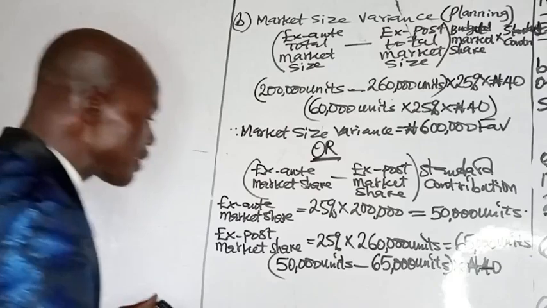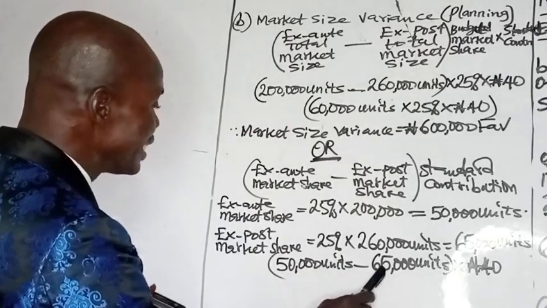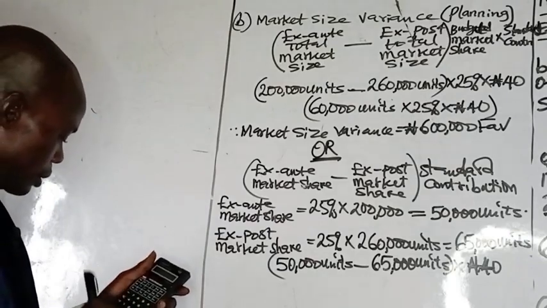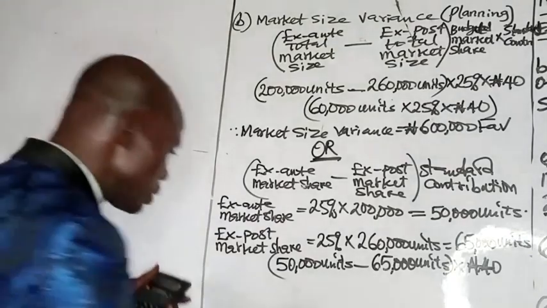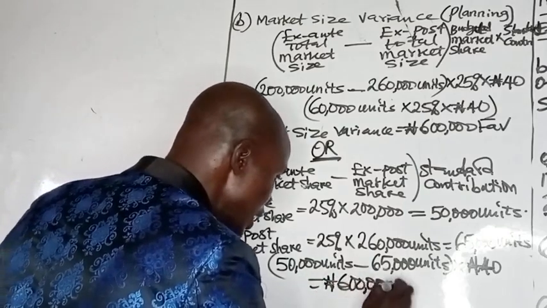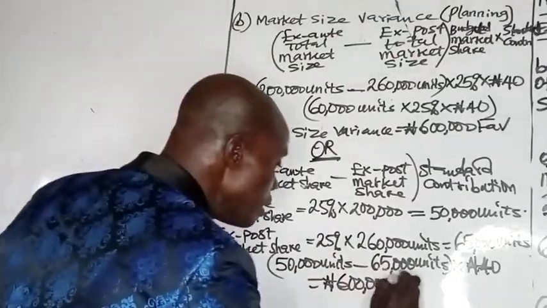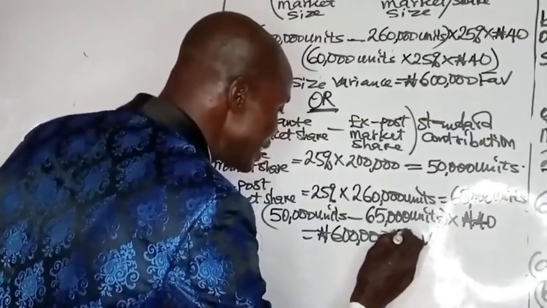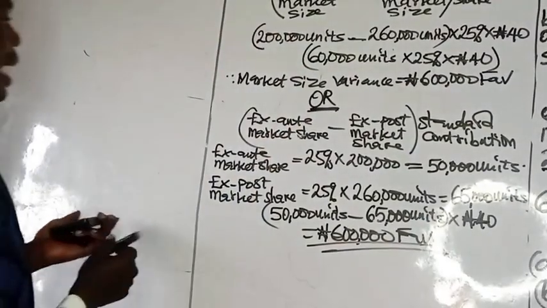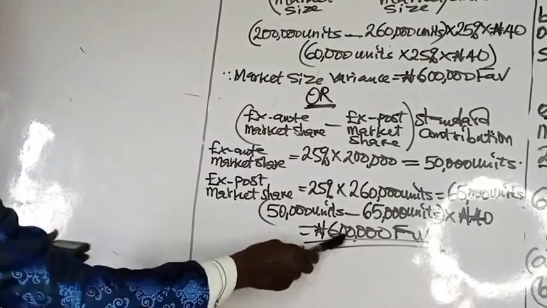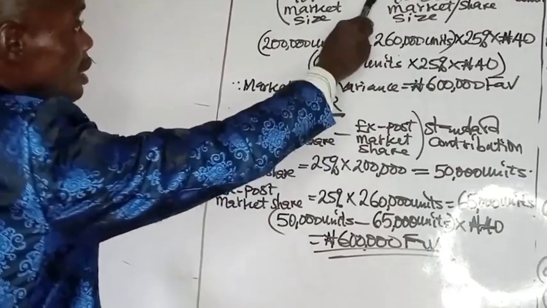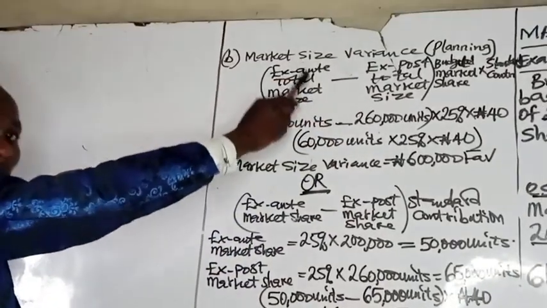50,000 minus 65,000 would be 15,000. 15,000 times 40 gives us 600,000 naira. It is a favorable variance because ex-post is greater than ex-ante. So this is our market size variance, and the result obtained is the same as what was obtained from the first method.